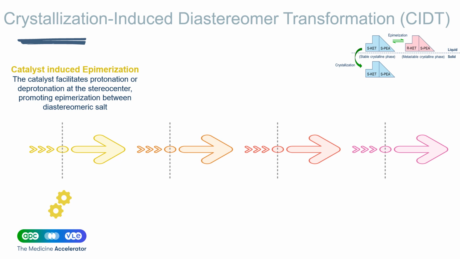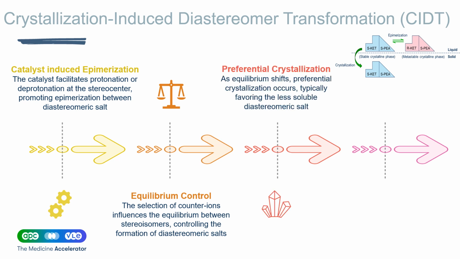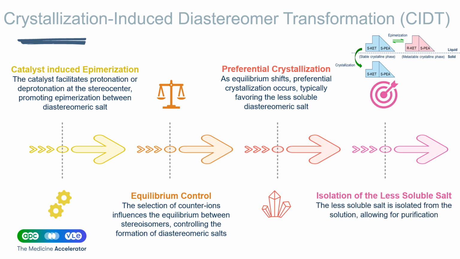The catalyst facilitates protonation or deprotonation at the stereocenter, promoting epimerization between the diastereomeric salts. The selection of counterions influences the equilibrium between stereoisomers, controlling the formation of diastereomeric salts. As equilibrium shifts, preferential crystallization occurs, typically favoring the less soluble diastereomeric salt. The less soluble salt is isolated from the solution, allowing for purification.